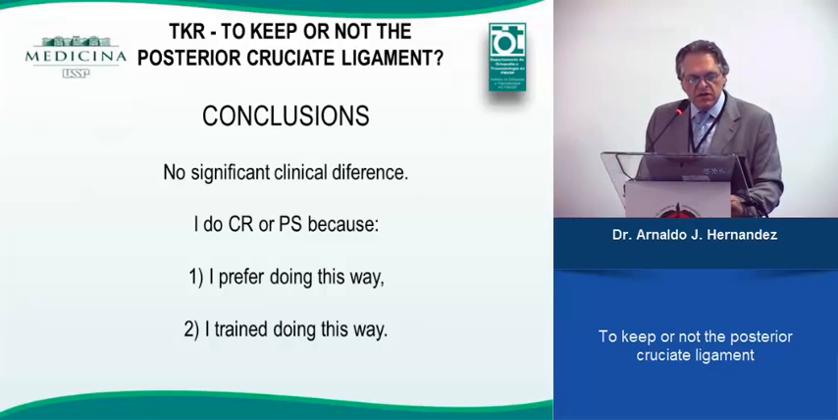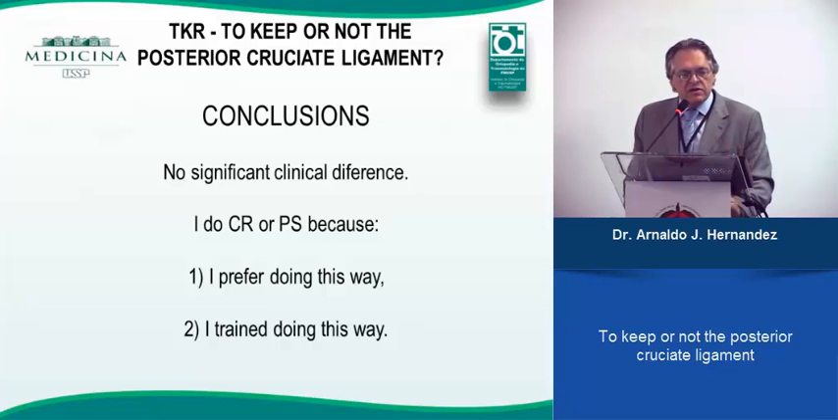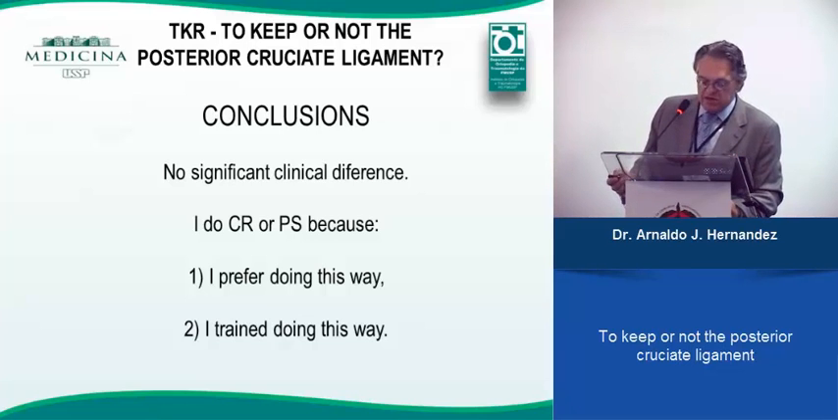In conclusion, there are no significant clinical differences in both designs. Why do I do a CR or PS knee? And I go back to one of my first slides. Because I prefer doing it this way, because I'm trained doing it this way. I myself do 95% cruciate retaining knees and only 5% PS knees. Only in very difficult situations of correction of deformity, very tense PCL, very degenerative knee, but most of the knees I keep the cruciate. That is a little bit less invasive surgery than the posterior stabilized design.